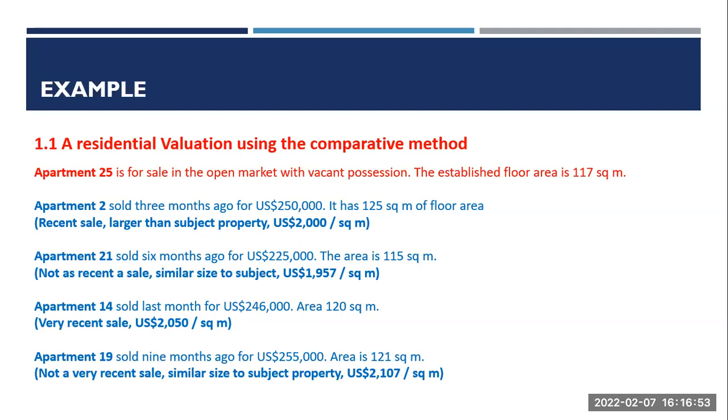We try and look at this evidence, what we've got, and think, what do we know? And we'll start at the top. Apartment 2 sold 3 months ago for $250,000. We're told it is 125 square meters of floor area. And we can think about this. That amounts to about $2,000 per square meter. It's a large apartment, but sold for quite a high amount. It's a recent sale, but it is larger than the subject property.